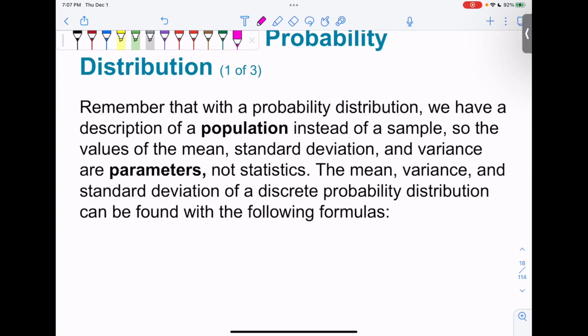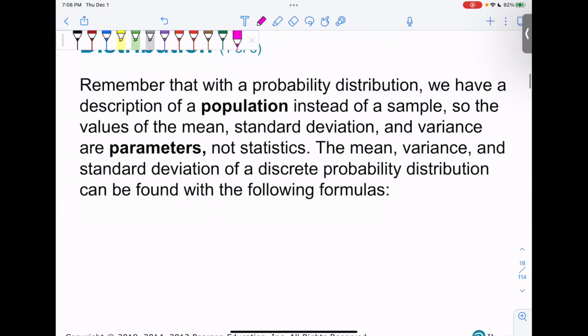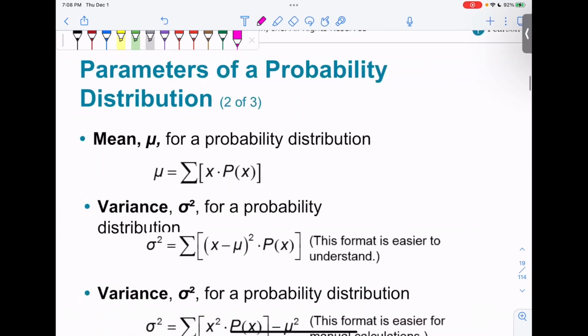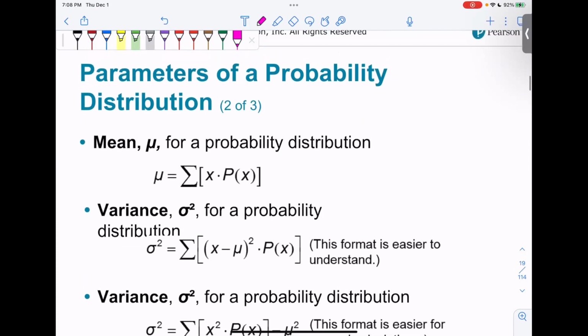That's why we can call a statistic a variable. And if it's a variable, then it has a probability distribution. Parameter is constant, so we cannot have a probability distribution of a constant, but the distribution can be defined using parameters. Okay, so now this is how we can define the parameters of a probability distribution.